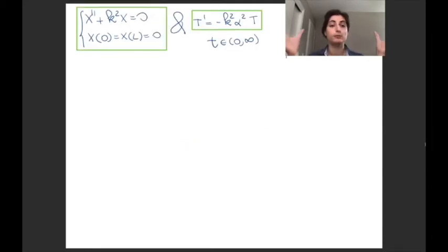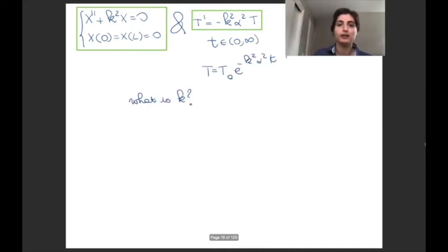So now we have two problems. A problem on x with two boundary conditions, and a problem on t with actually no boundary condition. Let's start with the problem on t because it's very easy. It's a first order ODE on the time that goes from 0 to infinity. We can easily solve it by the standard practice. So T is T0, a constant, times exponential of minus k squared alpha squared t.